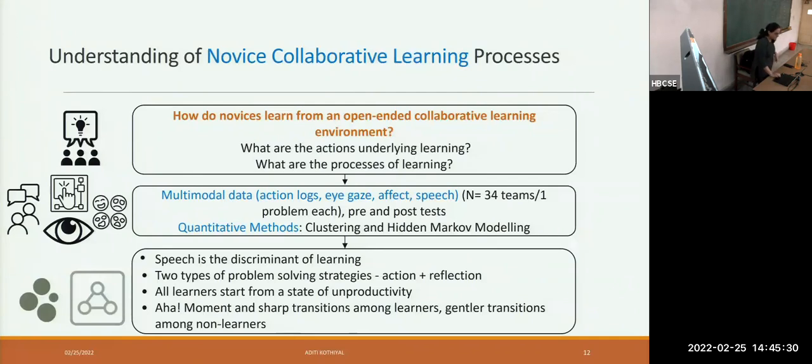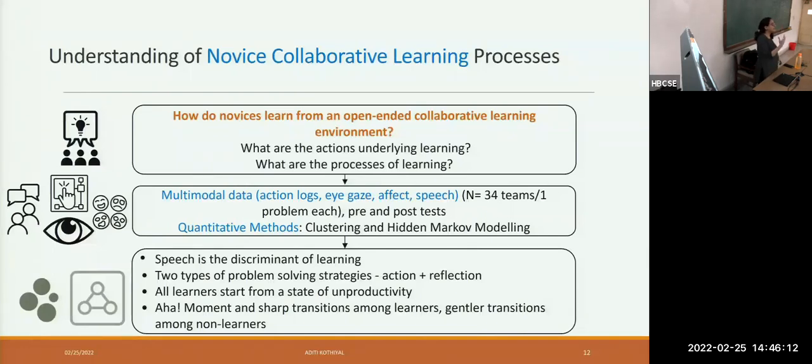So what we did was we collected multimodal data. By multimodal data, we mean we collected the logs of all the actions, everything that people were doing. We collected their eye gaze, and we collected some measures of their affect and their speech. All of this was done through what is called cheap data collection, the goal being that it should be doable with minimal resources in a classroom. So we used a video camera and tried to extract as much information from that as possible. The speech, the affect, and the eye gaze data were extracted just from the participants' video.